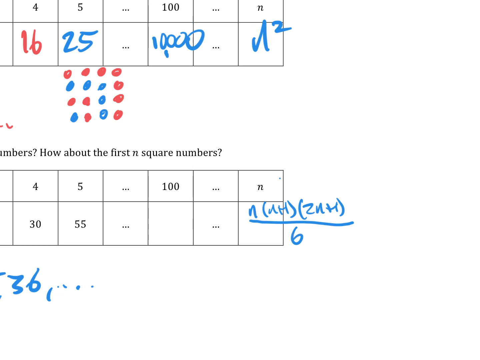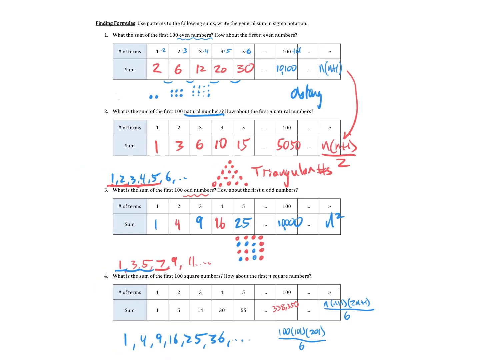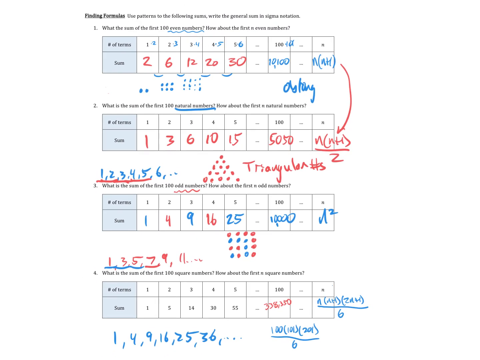And if we use that for 100, we get 100 times 101 times 2n plus 1, so that'd be 201. 2 times 100 plus 1, divided by 6. And that comes out to be 338,350. All right. Well, so there's some useful formulas. All right. So now we'll use those formulas.